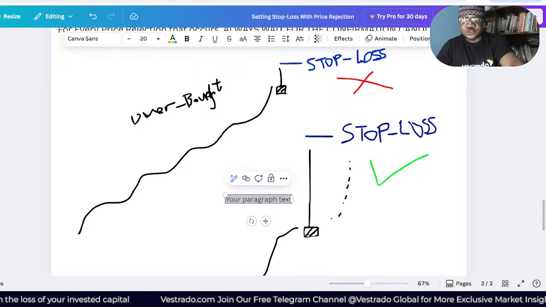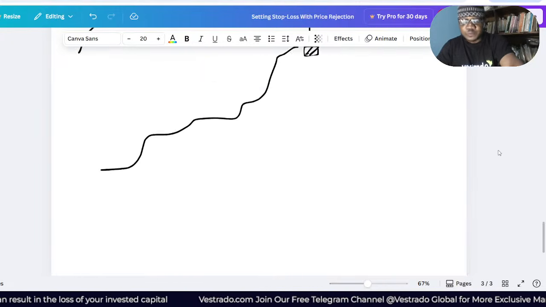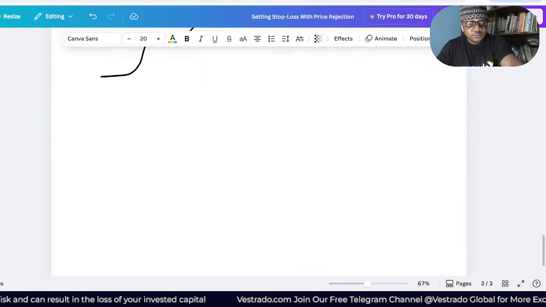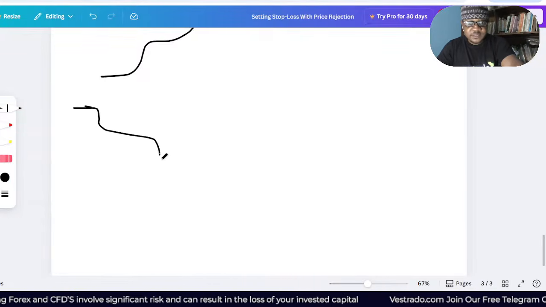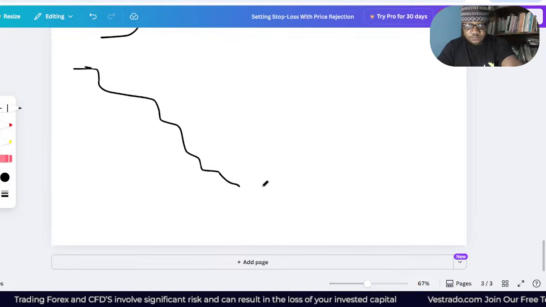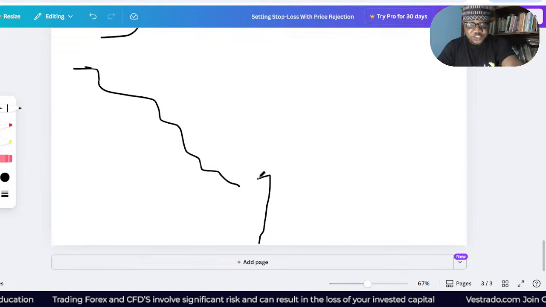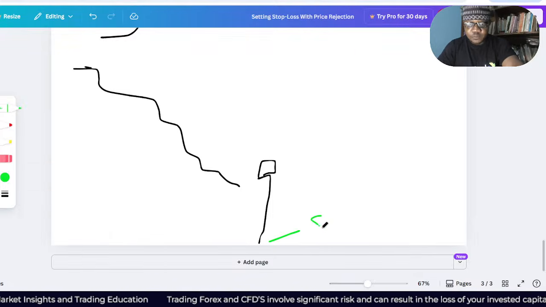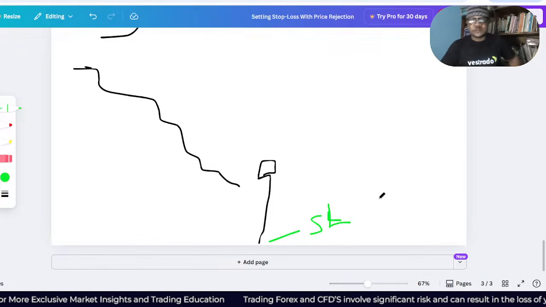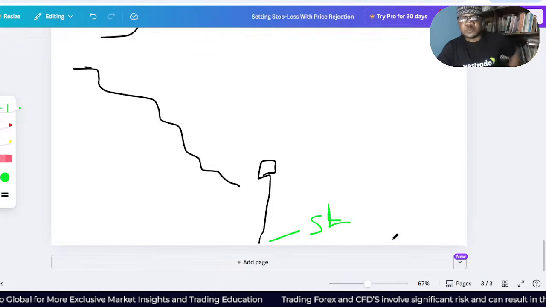So this would be the right thing to do, ladies and gentlemen. In a downtrend, for example, we're rounding up. We're going to go to the chart right now. Downtrend, price rejection, okay, and finally what? Stop loss. Okay, ladies and gentlemen, that's that for stop loss with price rejections.